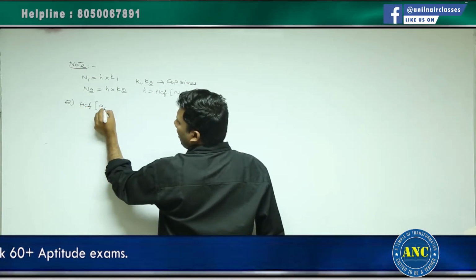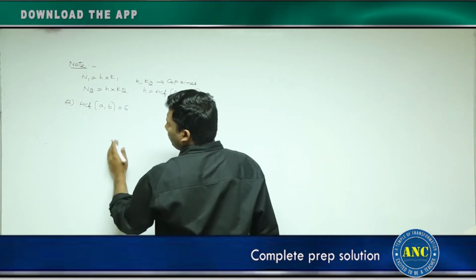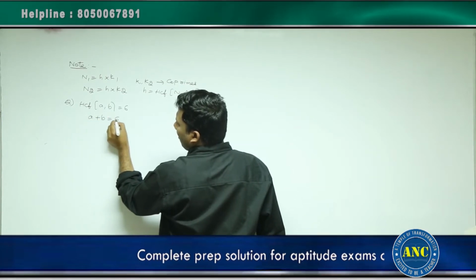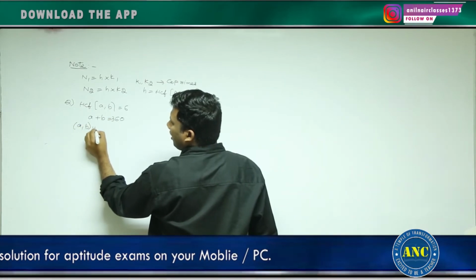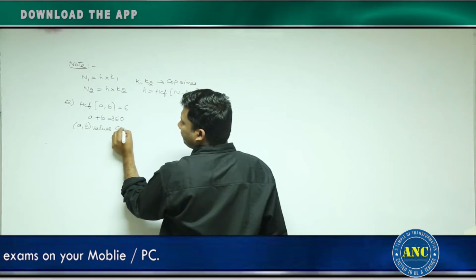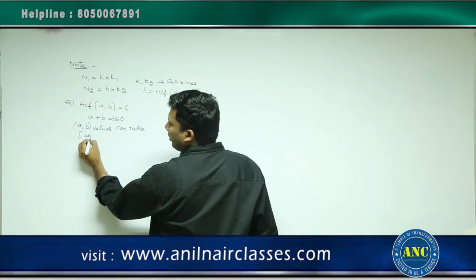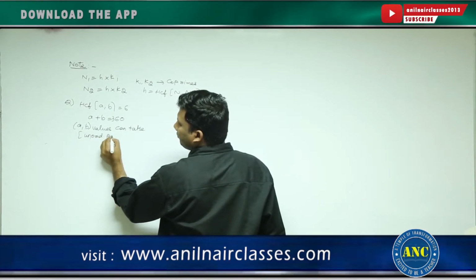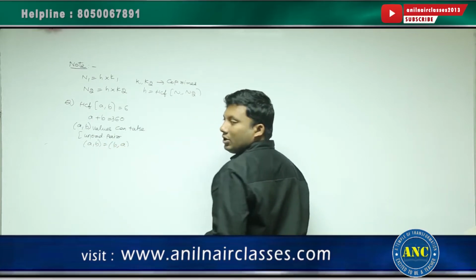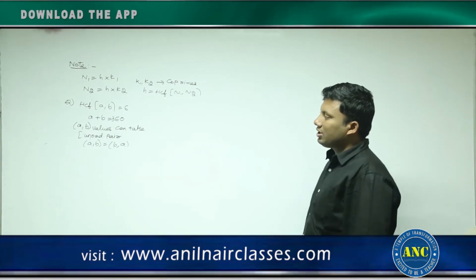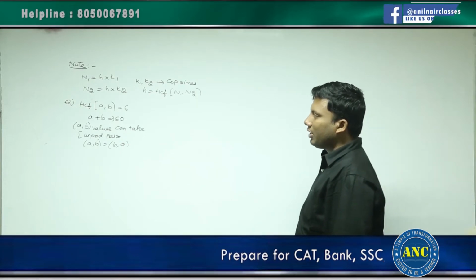HCF of A comma B is 6. A plus B is 360. How many values can A comma B take? It's an unordered pair, that means A comma B is equivalent to B comma A. HCF of A comma B is 6, A plus B is 360. How many values can A comma B take?